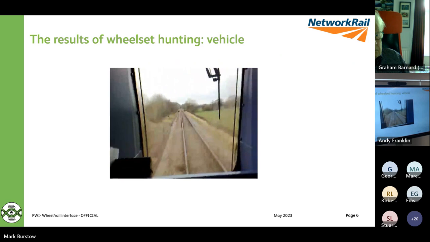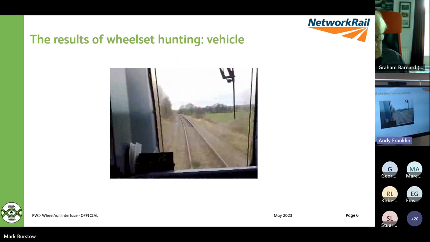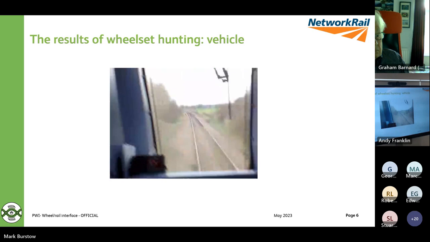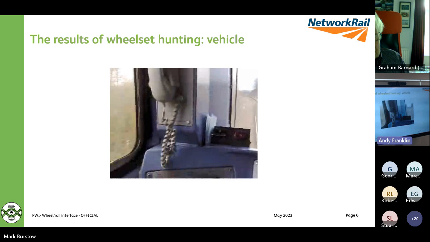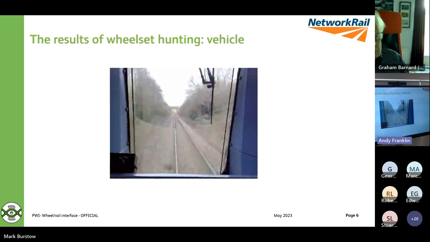So you can see there's a lot of vibration going on in the back cab. This was filmed by the guard on his phone because he was terrified and had absolutely no idea what was happening. All he knew was that he didn't like this banging sound. That banging sound is the wheels oscillating into hunting. But what I'll ask you to do is look out of the window and look at the track and see if you see anything wrong with it.